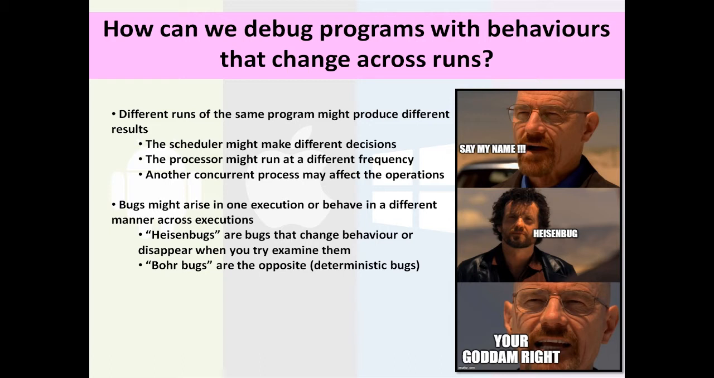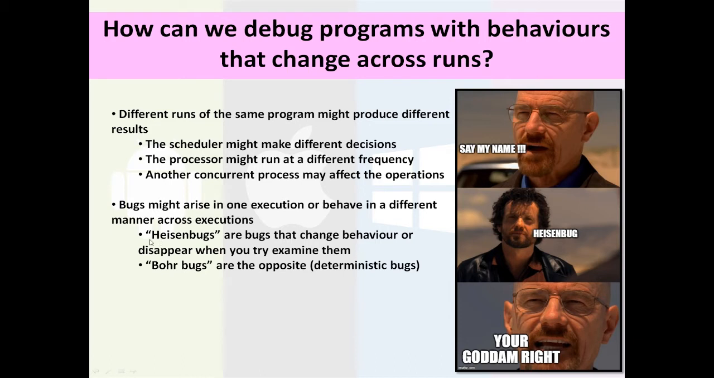So here we have two different names of types of bugs. We have Heisenberg bugs, which are bugs that change behavior or even disappear completely when you try to examine them. So over lots of different runs or multiple executions, some behavior occurs and then sometimes it doesn't. And Bohr bugs, which are a lot easier to debug, are basically the opposite. These are deterministic bugs. So these are bugs that occur every single time you run the program. Okay, so that's the difference there.